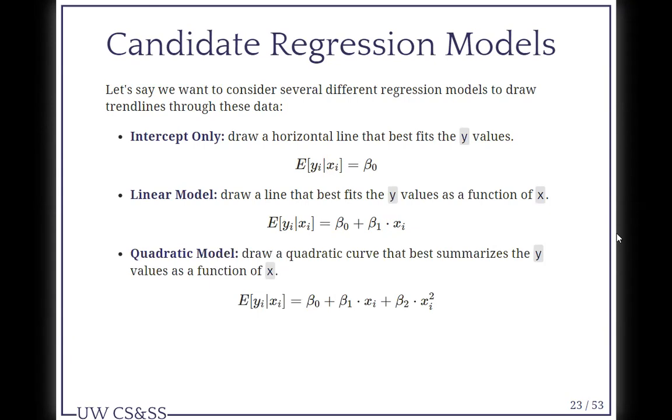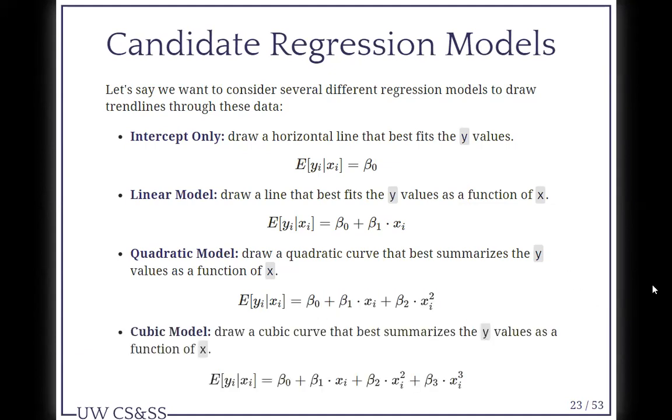And then we have our quadratic model. This draws a quadratic curve, so a curve with one bend in it that best summarizes our y values as a function of x. And also a cubic model that draws a cubic curve, so two bends, that best summarizes the y values as a function of x. Again, it's not super important what each of these things mean, but suffice to say we have these four models: intercept only, linear, quadratic, and cubic.